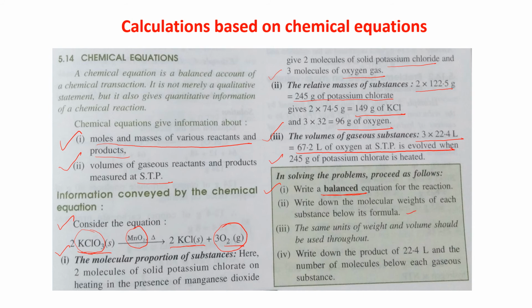Third, the same unit of weight and volume should be used throughout. One is given in liter, another is given in centimeter cube. It is not allowed. We have to do it in one unit. You have to bring all the units, it should be same throughout. One is in gram, another is in kg, it cannot be. Next, number 4, write down the product of 22.4 liters and the number of molecules below each gaseous substance. Now let us see the numericals, how we have to solve the numericals based on chemical equations.